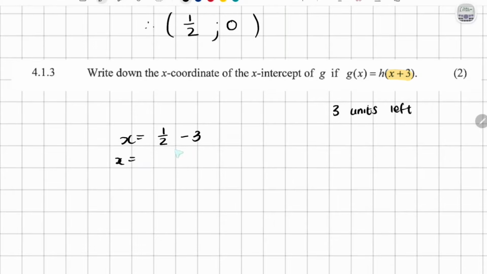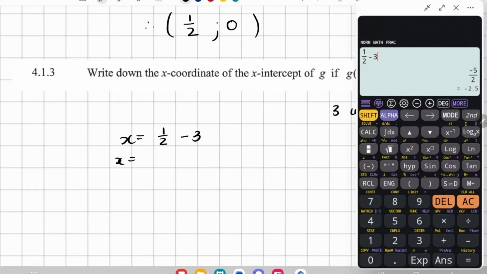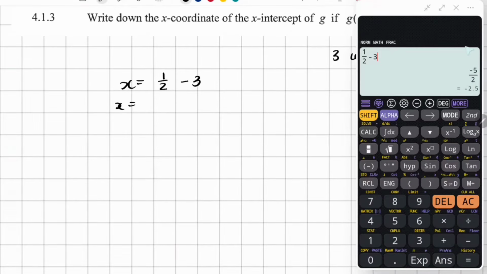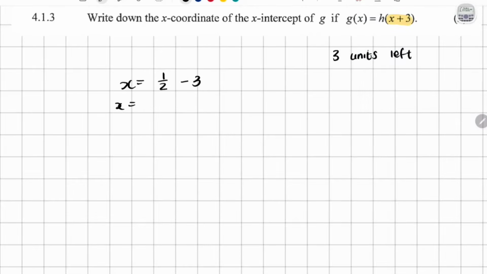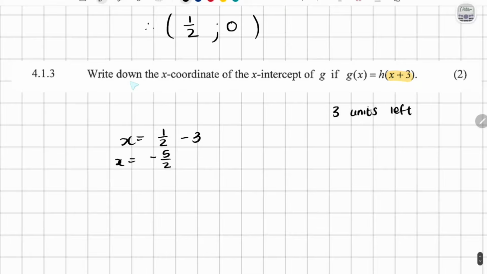Okay, so x is equal to whatever this is going to be. So you can put this onto the calculator and see what you get. Okay, and a half minus 3, I get negative 5 over 2. So it means that x is equal to negative 5 over 2. Now you see they do ask you to only write down the x coordinate of the x-intercept of g. So this is fine. You don't have to write it as a coordinate. Okay, moving on to the next question.